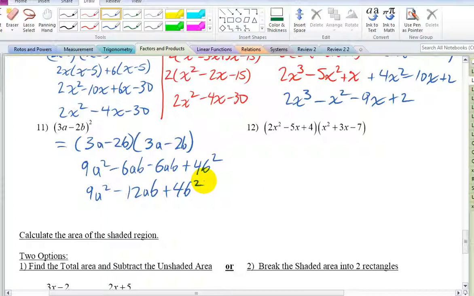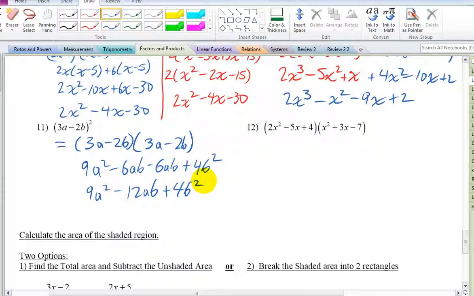Okay, there's your final answer, 9a squared. Oh, did I screw something up? Which part? No, I think I got it. Okay. Yep, I got it.